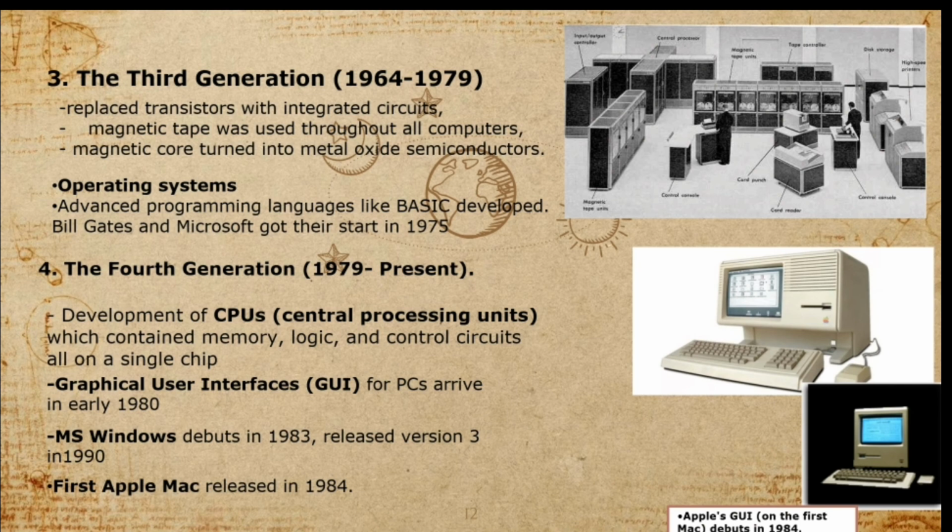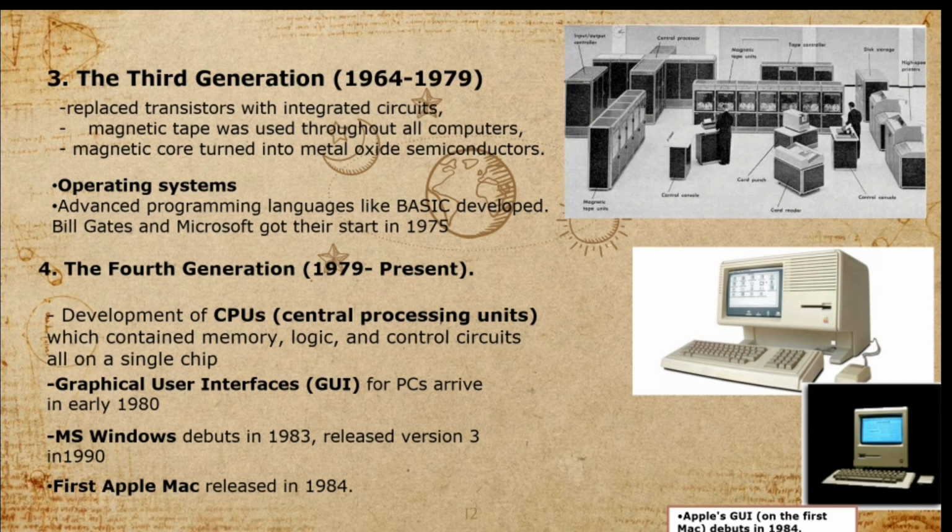Now let's go to the fourth generation, which happened from 1979 up to the present year. They developed the microprocessor, also known as the CPU or Central Processing Unit, which contained memory, logic, and control circuits all on a single chip. Some of the earliest computers to use a microprocessor include the Altair 8800, the IBM 5100, and Micral as well. Today's computers still use a microprocessor, which is why this generation is still considered current.